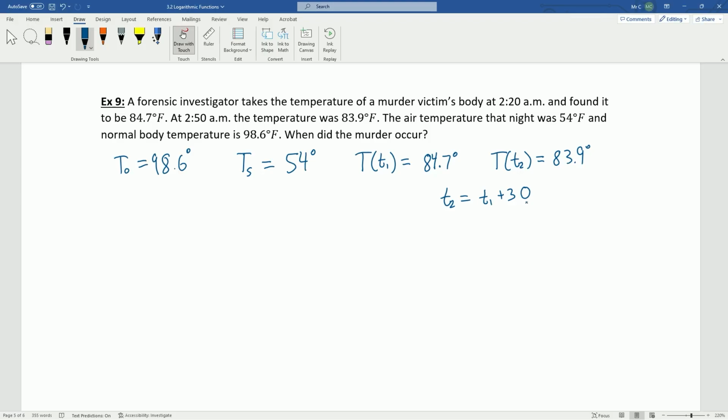Well, remember, what are we trying to solve for? We're trying to solve for time. When did the murder occur? Well, if I can solve for T1, T1 is how long after the murder, right? So the murder we set as time equal to 0, T sub 0. So if I can figure out when T1 is, I know how long ago the murder occurred. So if I'm trying to solve for time, well, what did we notice earlier? That the logarithmic form of that law is going to be a little easier to solve for time.